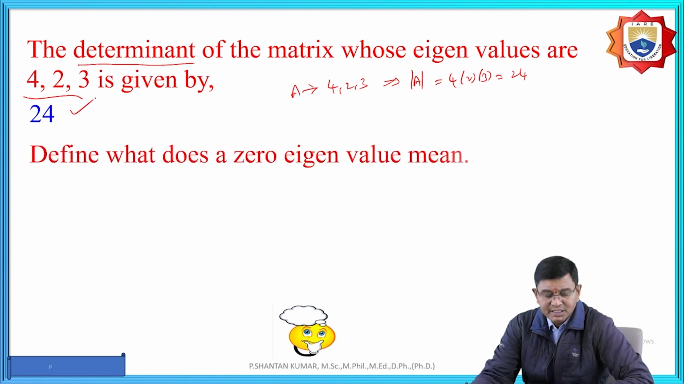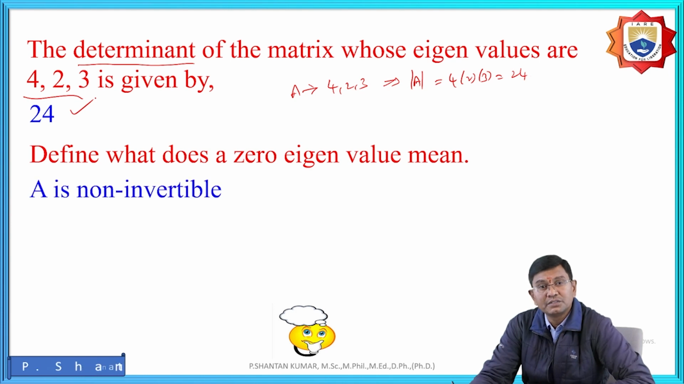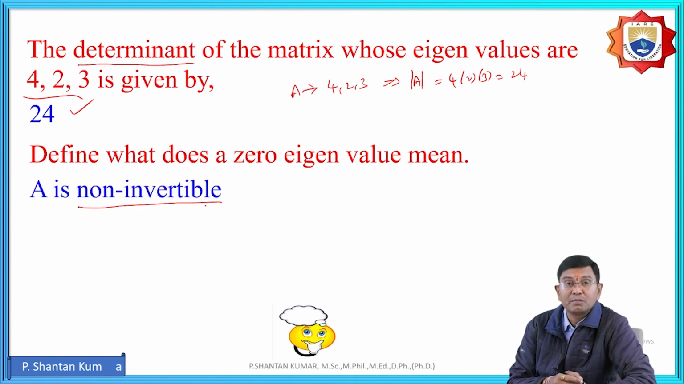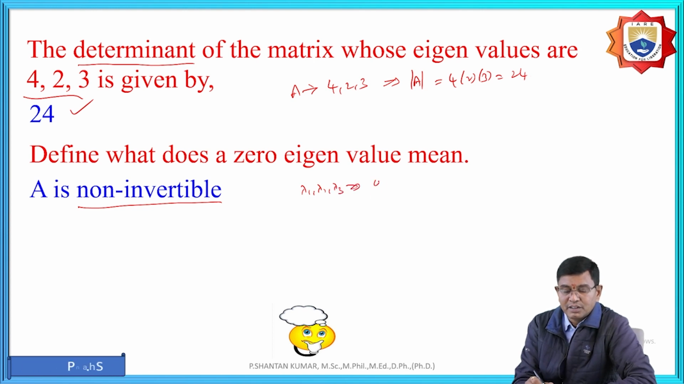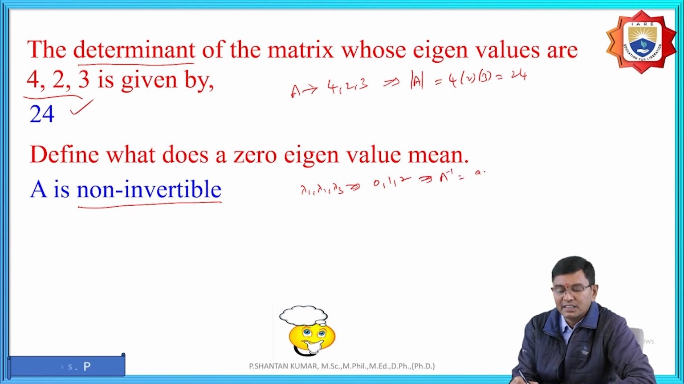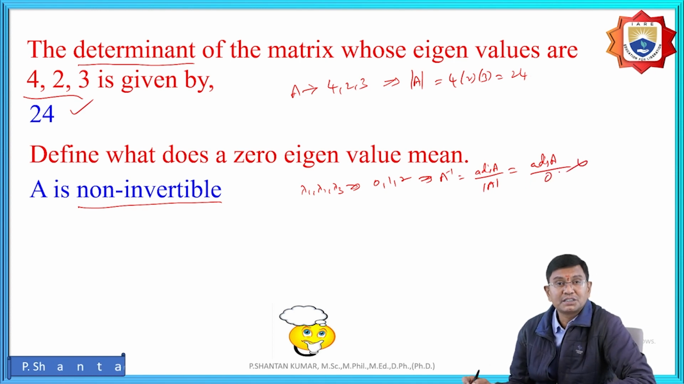Define what a zero eigenvalue means. If an eigenvalue of a matrix is zero, then automatically the inverse does not exist, because the determinant is equal to 0, so it is not invertible. If any one of the eigenvalues, for example lambda 1, lambda 2, lambda 3, is 0, for example 0, 1, 2, then the inverse does not exist. Because the inverse is adjoint of A divided by determinant of A, and the determinant is 0, therefore it does not exist. That is the meaning of a zero eigenvalue.